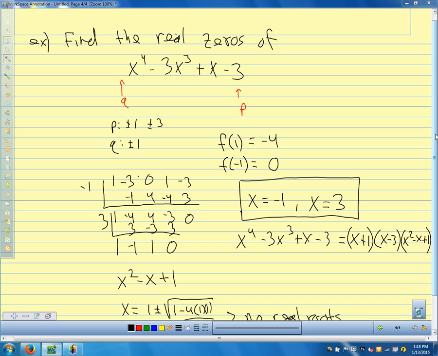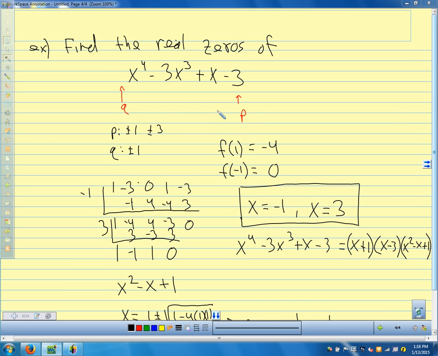So our goal when we do the synthetic division, we want to find a 0 remainder, and eventually we want to get the degree of our polynomial, whatever we're left with, down to a quadratic where we can factor or use the quadratic formula. So if we have a 5th degree polynomial, and we're finding all the real zeros, we're going to have to do synthetic division 3 times, and then get down to a quadratic polynomial. If you had a 6th degree, you'd have to do synthetic division 4 times, get down to a quadratic polynomial, and so on. But the P's and the Q's give you numbers to test with your synthetic division.